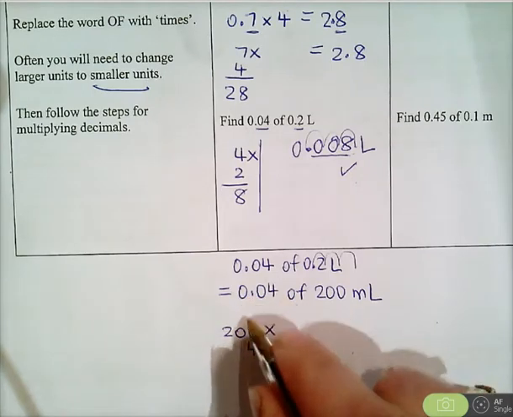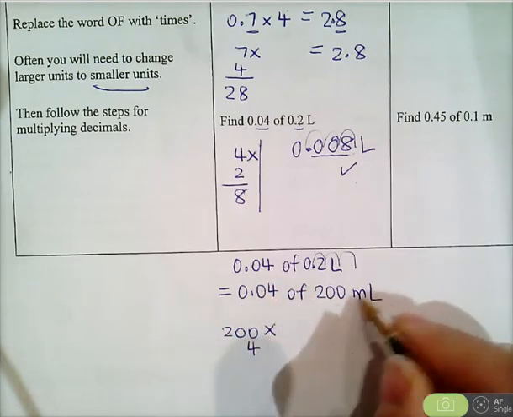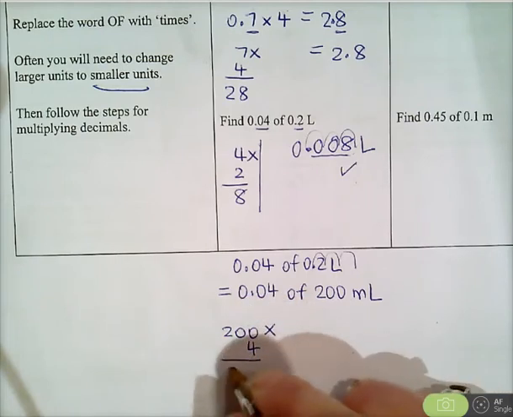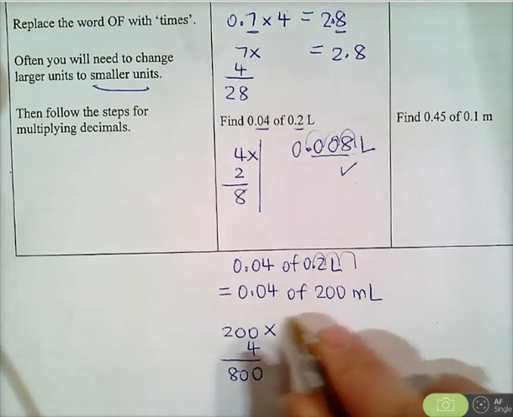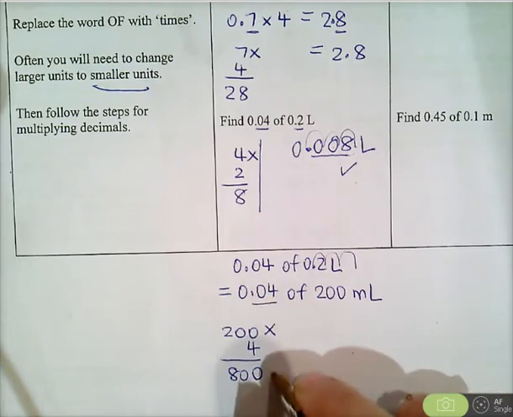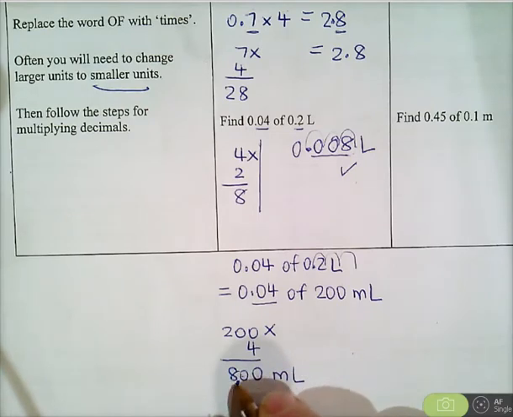Now remember, just ignore the zeros in front here and just do 200 times 4. And if you do that, you'll get 800. So I've got 800 as this answer, but I've got 2 decimal places in the question. So I need to put 2 decimal places in my answer. So I'm going to end up with 2 digits after the decimal point. My answer is going to be 8 mils.